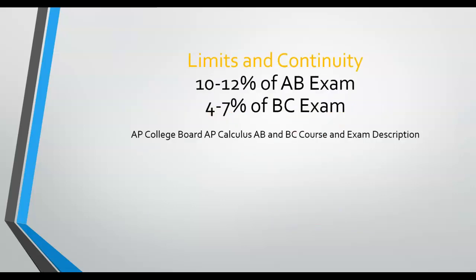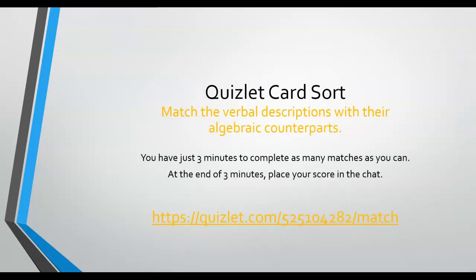One of the things that I'd like for you to see is that 10 to 12% of the AB exam is limits and continuity. So 10% of your total test is on this unit, which I feel like you're pretty good at. That is a lot. You only have to get 70% right. This is 10% of it.